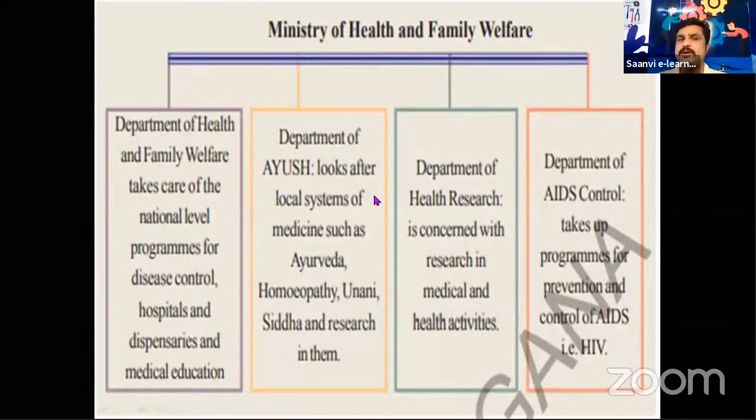So next coming to Department of Ayush, looks after local system of medicine such as Ayurveda, homeopathy and Unani, Siddha, etc. And in the same way Department of Health Research is concerned with research in medical and health activities, research, production of medicines, everything comes under that. Next is Department of AIDS Control. It takes programs for prevention and control of AIDS.